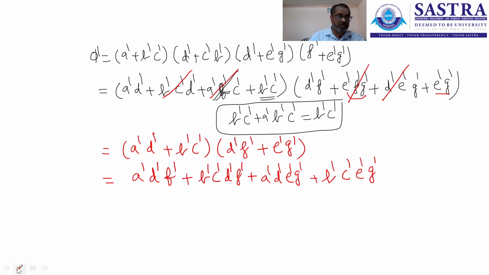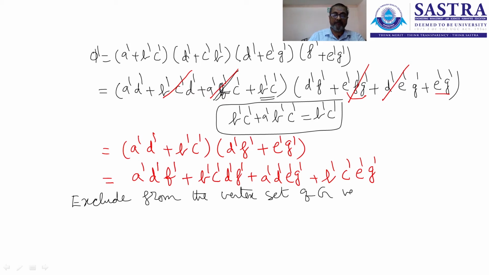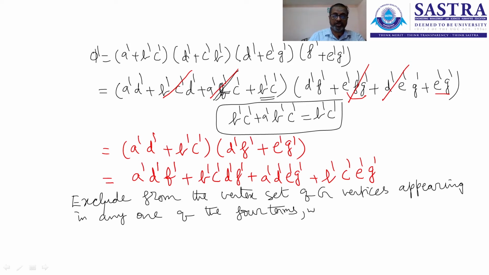So now I will exclude from the vertex set of G the vertices appearing in any one of the 4 terms, and we get a maximal independent set.